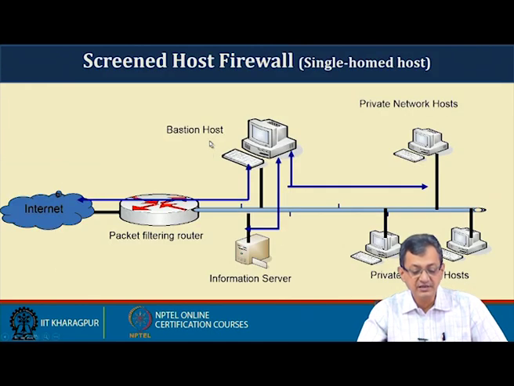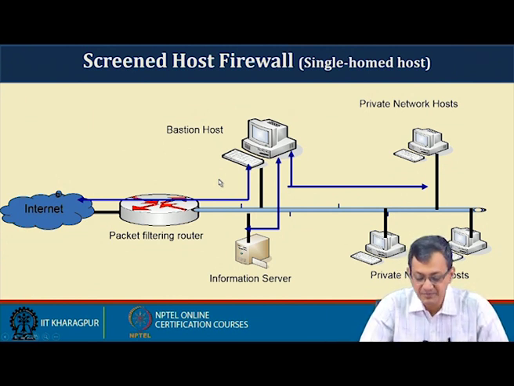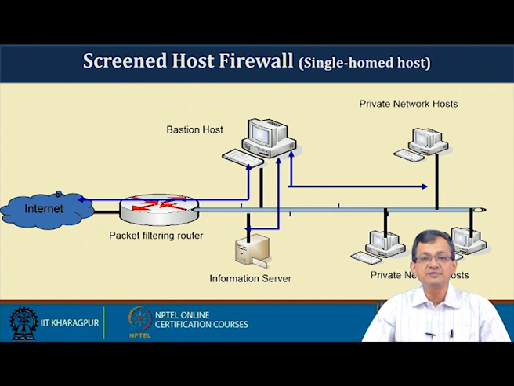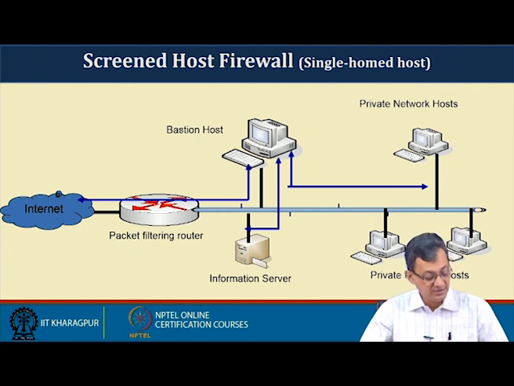So, there is a bastion host, which is a more controlled system, a controlled host, where only the needed services are enabled. It goes to that traffic for filtering. There is an information server which says what sort of security filtering or security feature needs to be enabled.